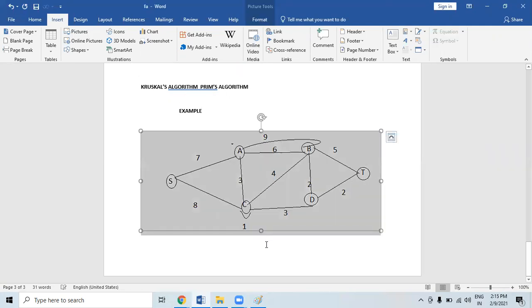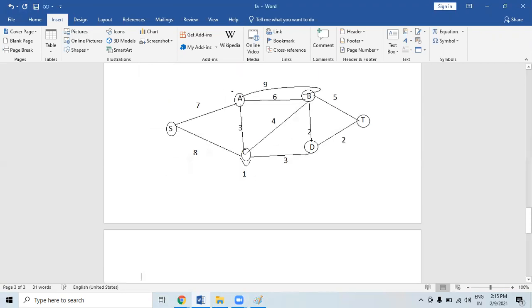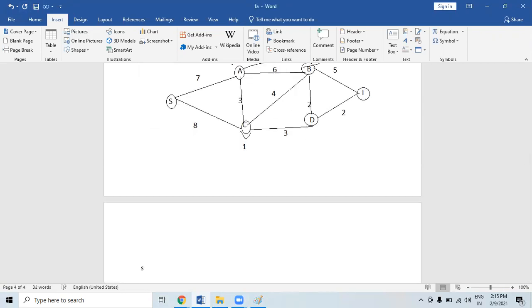Through this example, what we have to do: we have to follow some steps here. So for the first step, let's go to Paint again. Then you will get it. So this is a graph. Okay. So we have to follow the first step first. In the first step, remove all loops. Okay. The first step is what?